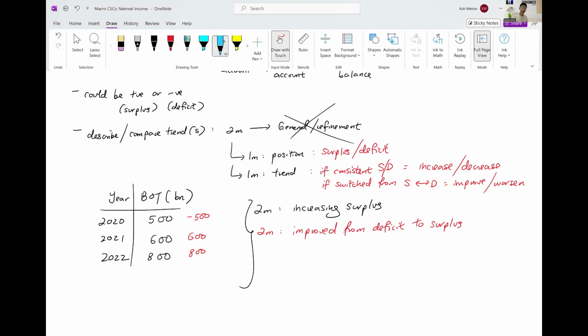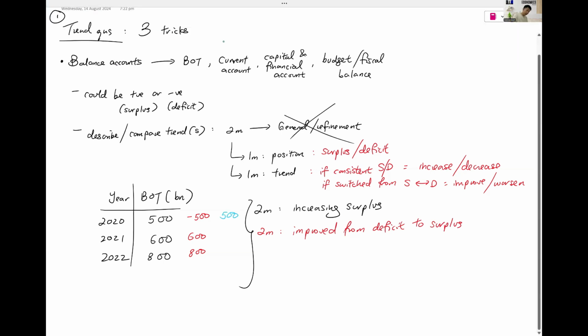You all follow? Okay, let's say it's 500, 300 minus 100. How do you get your 2 marks? Anyone? Worsen? From surplus to deficit. Yes? So this is the first thing I want you to know. Super good deal. You just need to make sure you hit the position, you hit the trend, you get 2 marks. Okay? Simple stuff. Any questions? No questions. On Zoom, any questions?